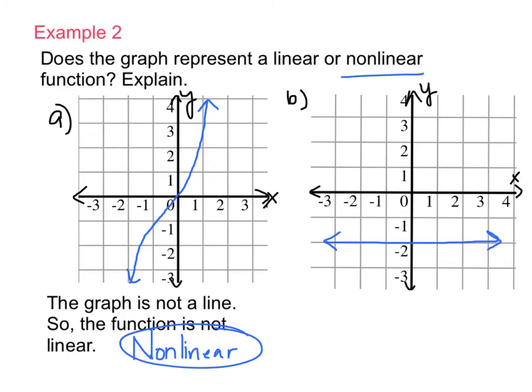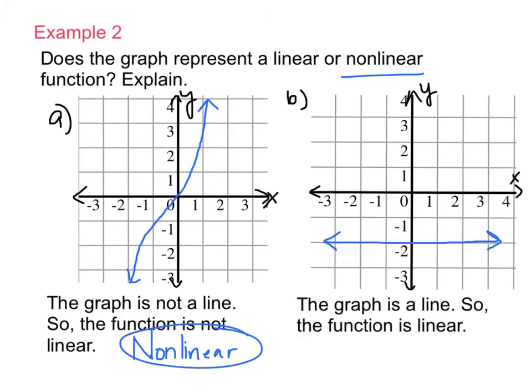So B. B, does it make a straight line? It sure does. So our answer, the graph is a line. So the function is linear. So here our answer would be linear. So once again, a nonlinear function does not make a line. A linear function does.